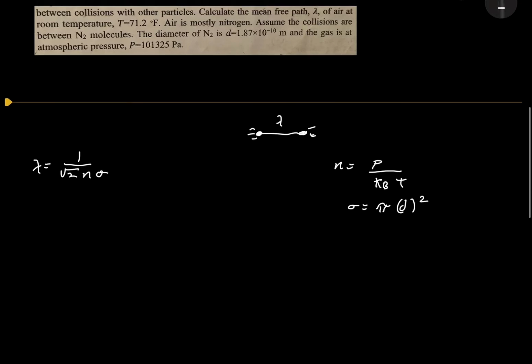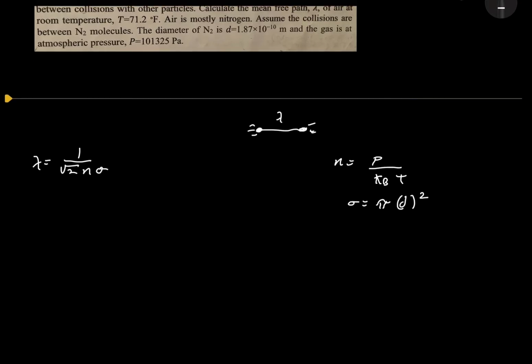Also, an easy way to find the mean free path is, if you plug in the n, you can simplify this equation as k_B T over the square root of 2 times the pressure times the collision cross section.